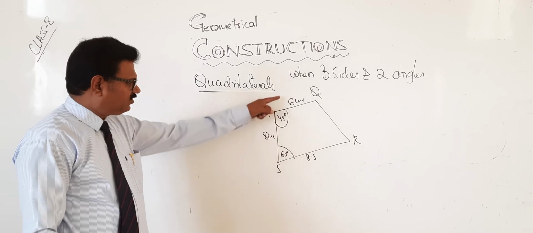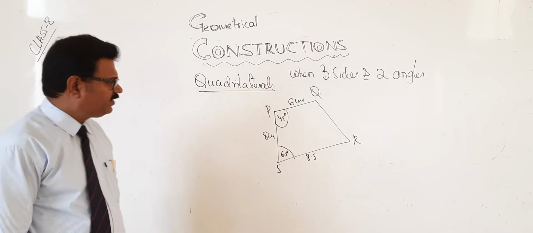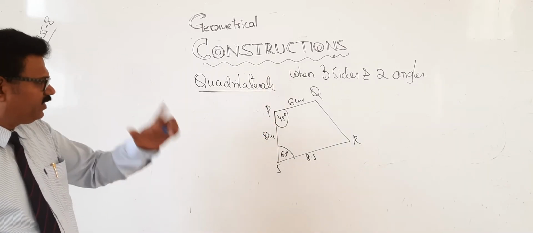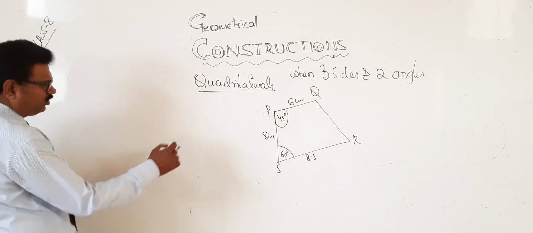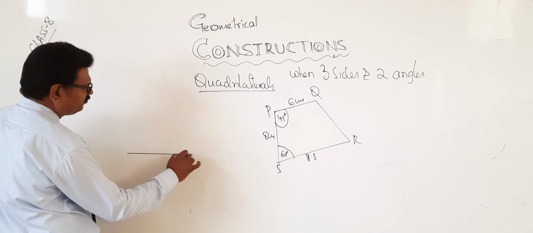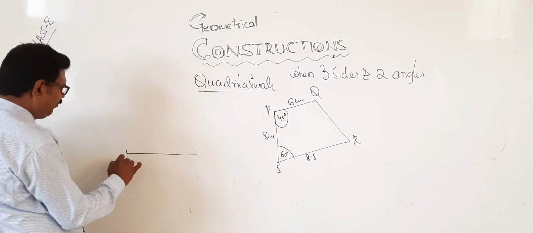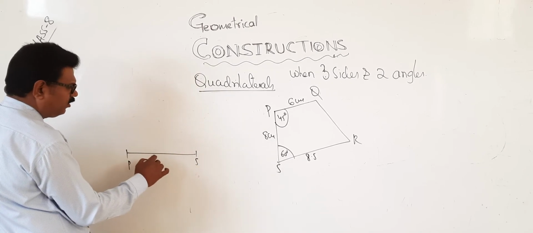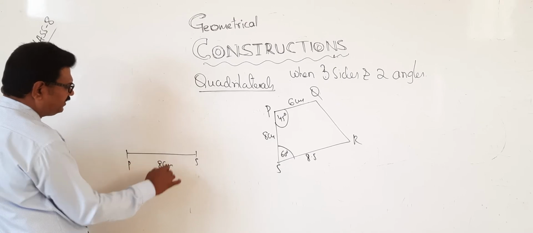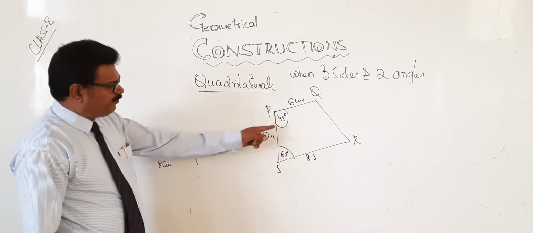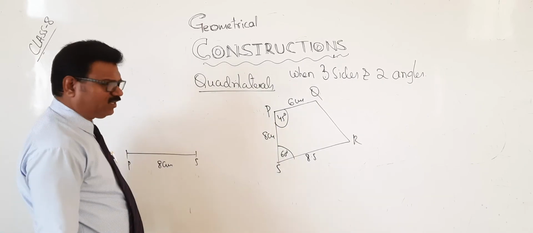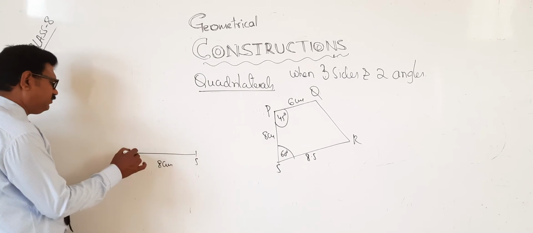If three sides and two angles are given, how to construct? Very, very simple. You see. Shall we construct? First you take PS. PS with the ruler, how many centimeters? 8 centimeters. Okay? Next, angle P, how much is there? 45 degrees.